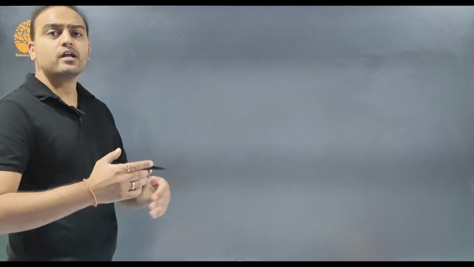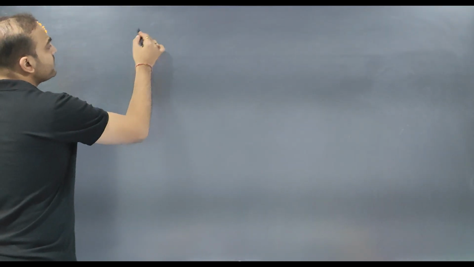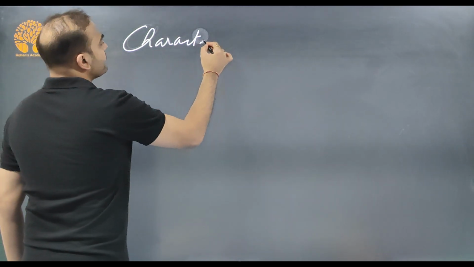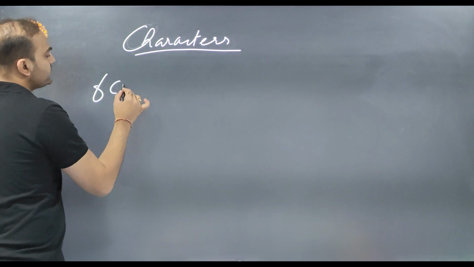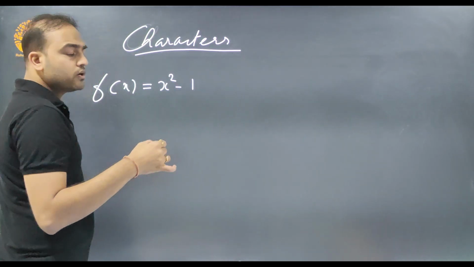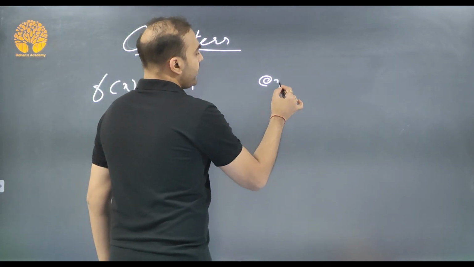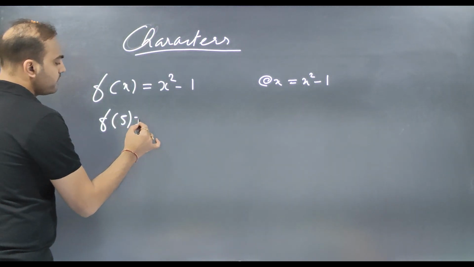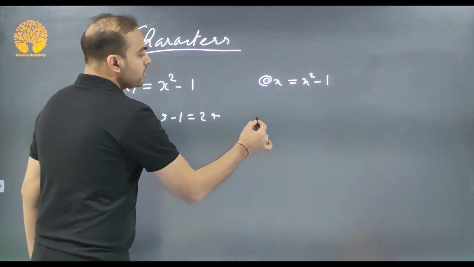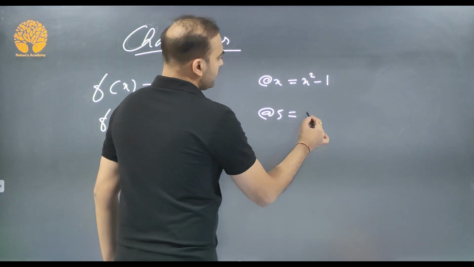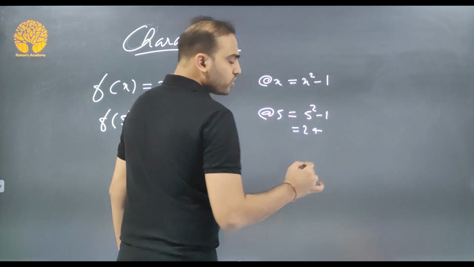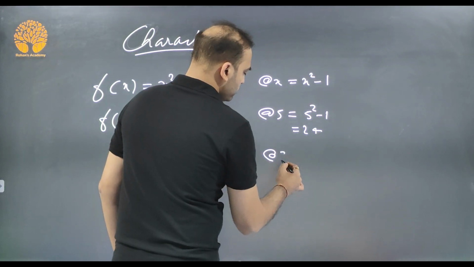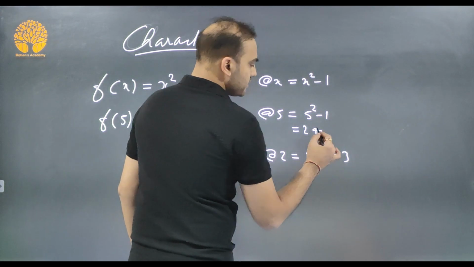Similarly, the same question can be asked in a different way. You can have characters given. What does that mean? See, instead of saying f of x is x square minus 1, what if I tell you that at the rate x means x square minus 1? So now the way we have f of 5 as 25 minus 1, 24, similarly at the rate 5 will be 5 square minus 1, 24 again, right? Or at the rate 2 will be 2 square minus 1, which is 3, right?